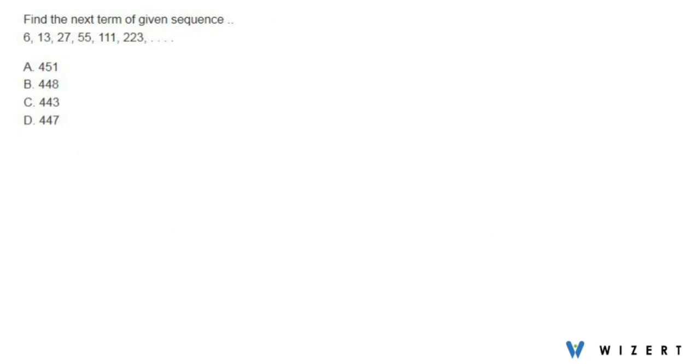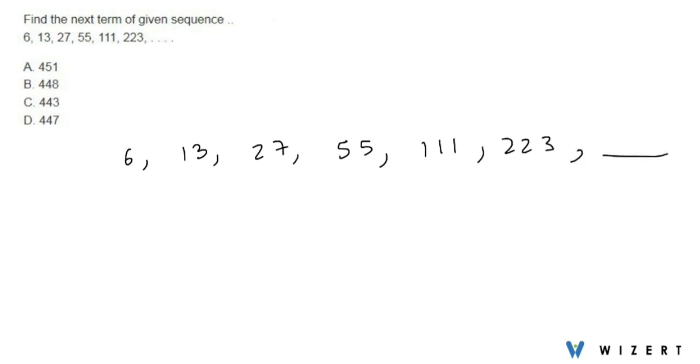Find the next term of the given sequence, and the sequence is 6, 13, 27, 55, 111 and 223. So we have to find what will be the next term.